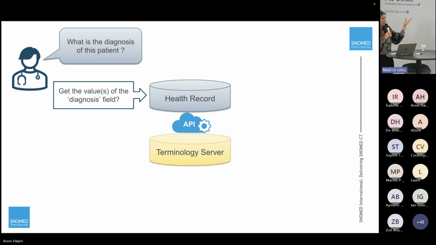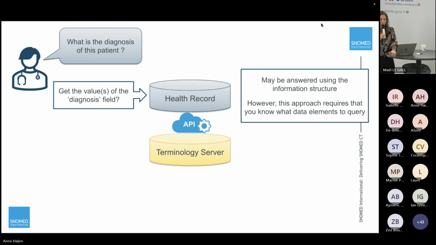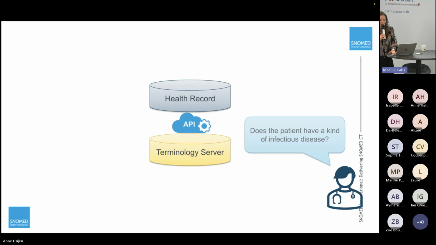So the answer to this question, you don't need a terminology for that. So you can just use the information structure. But you need a query to know where in the health record you are looking. Of course, you need to understand how you store your data to find out where to look. Another example, if we want to ask, does this patient have a kind of infectious disease?